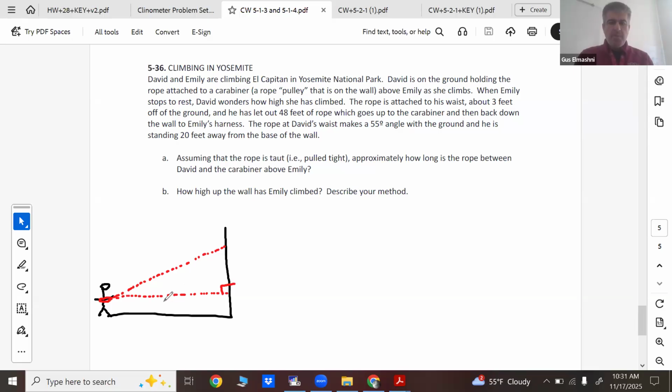Okay, so he's standing 20 feet away from the base of the wall. I totally did not do the scale, but that's okay. That's 55 degrees. And this is 3 feet right here. Wait, it's like 48. Because you would think that this would be 48, right? But I don't know if that's true.